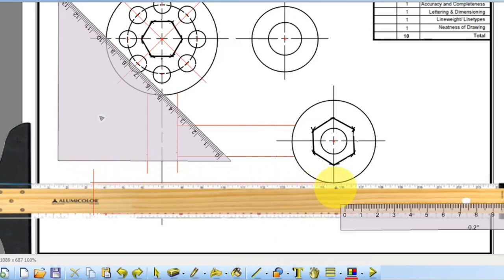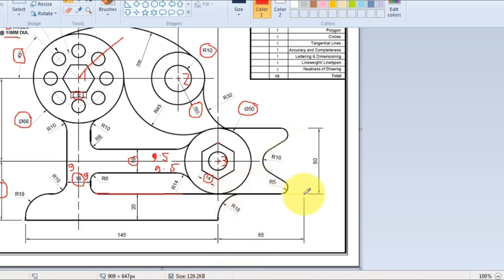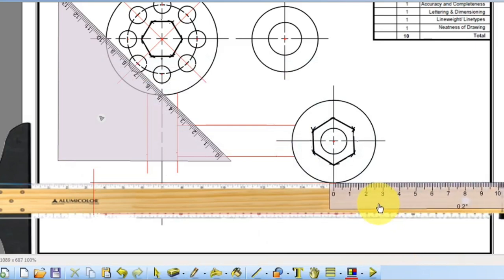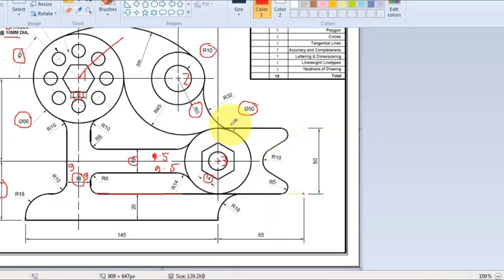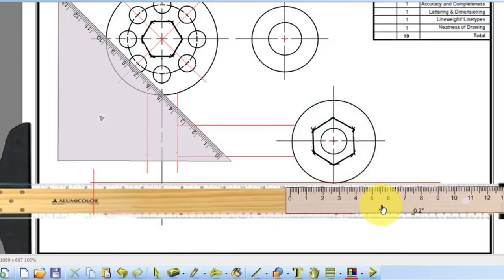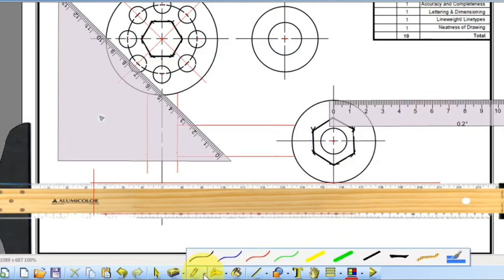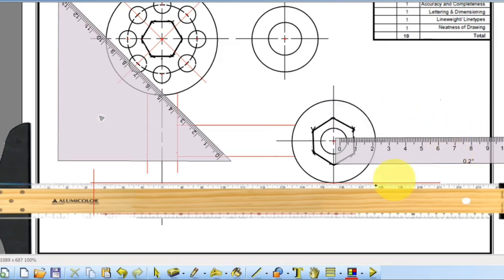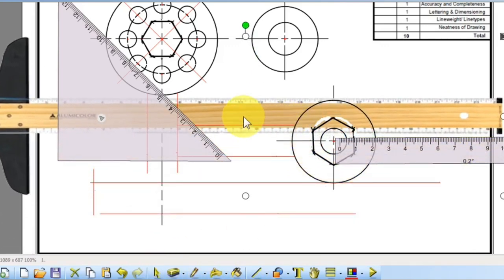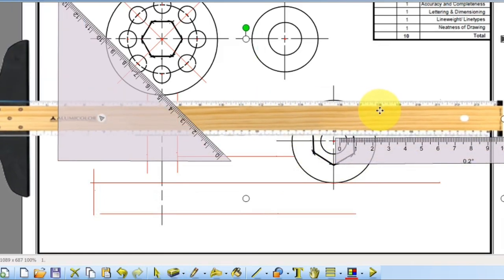And then it has a line also from here up to here, which is 65. So 65 is here. We're going to draw a line 65 here, and let's extend this line. 65, and same for here, 65. So let's draw a point 65 here, and then bring your T square. Draw the line 65.